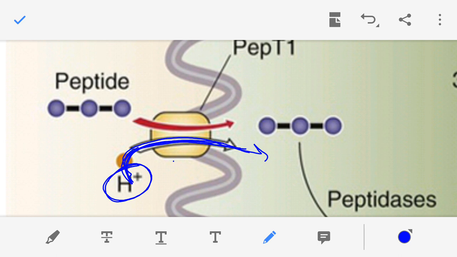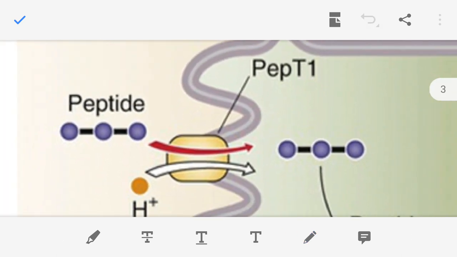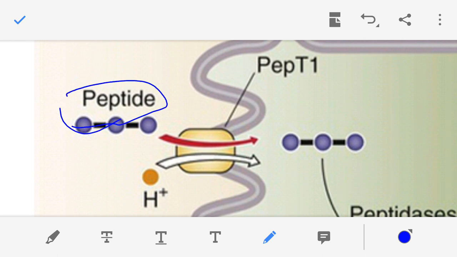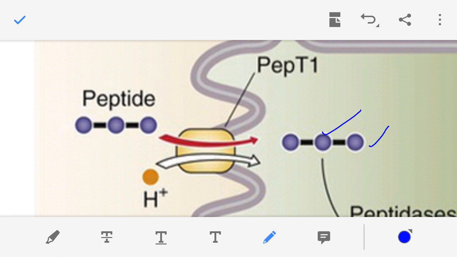Many H plus in large number are entering into the cytoplasm, and along with this H plus, the dipeptide or tripeptide are also transported along with the H plus ion into the cytoplasm. So this carrier protein or transporter for the peptides and the H plus is known in short as PEP1. The full form of PEP1 is hydrogen oligopeptide co-transporter. That is the name of this PEP1.